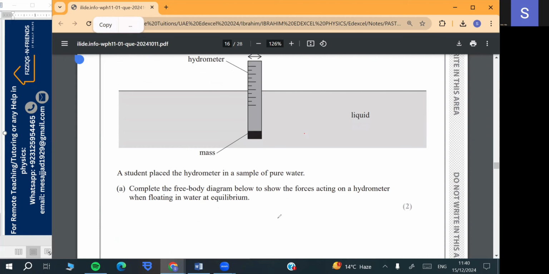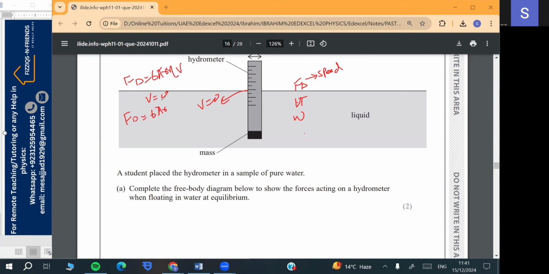Of course, this is a question on fluids. Upward forces equal downward forces. There are usually three forces: one is drag force, one is upthrust, and one is weight. Drag force is purely a function of speed, because the formula for drag force is 6 pi r eta v. So when the speed is 0, just like here, because the hydrometer is not moving, its drag force will also be 0. Drag is 0, so you don't need to consider this component. You only have to consider this and this.